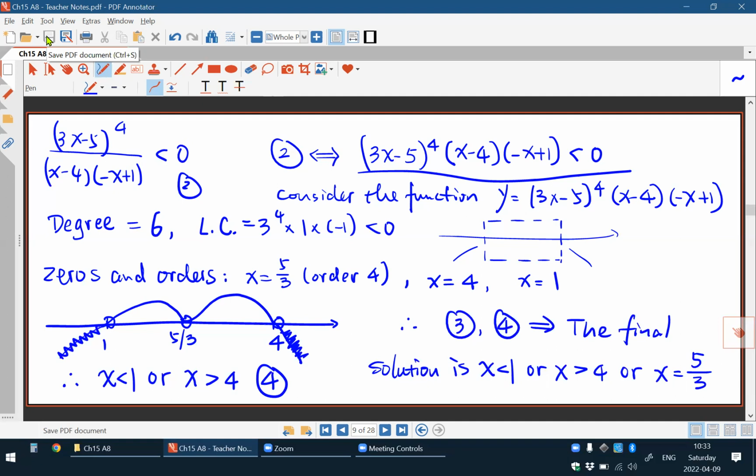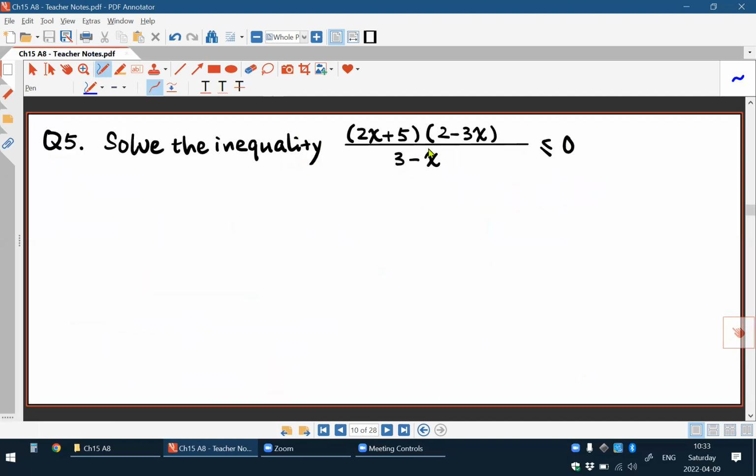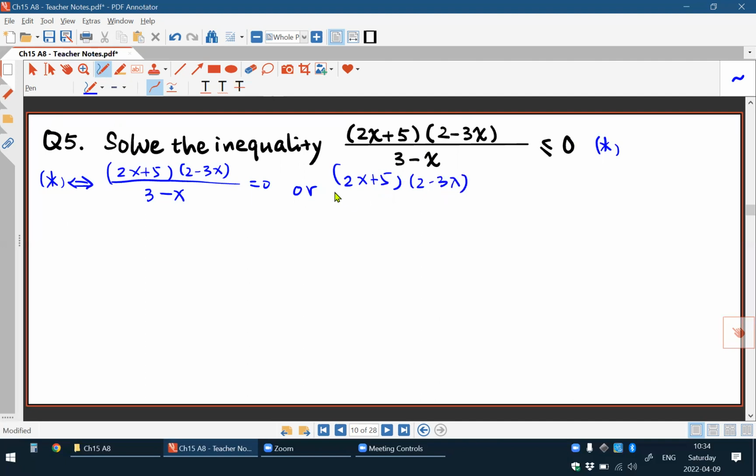Okay, next one. Again, we have a ratio that is less than or equal to 0, and we need to split this into 2 sub-questions. We can just use a similar method. The original expression is equivalent to, first of all, the ratio on the left being exactly 0, or the ratio on the left being less than 0. Let's call these number 1 and number 2.